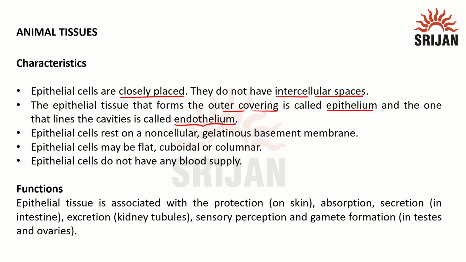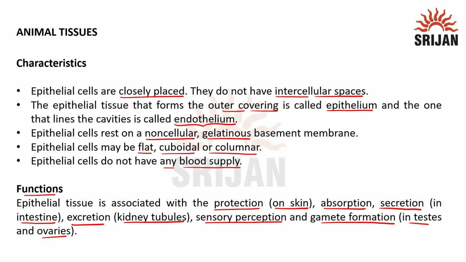So, epithelial cells rest on a basement membrane, which is a non-cellular structure, gelatinous in nature. And epithelial cells may be flat, cuboidal, or columnar depending on the location and functioning, and they do not have any blood supply. Now, functional part, if we see, these are associated with protection, example in our skin, help in absorption and secretion in our intestine, help in excretion in case of kidney tubules. They help in sensory perception and gamete formation in testes and ovaries.